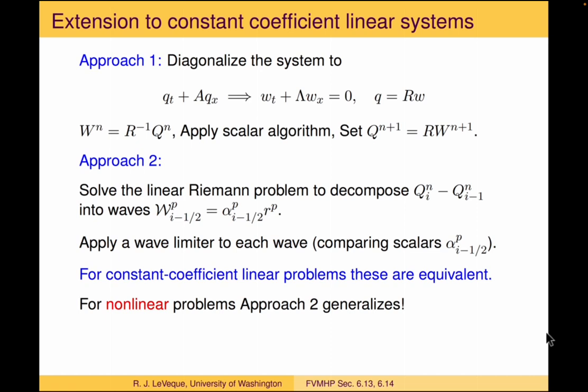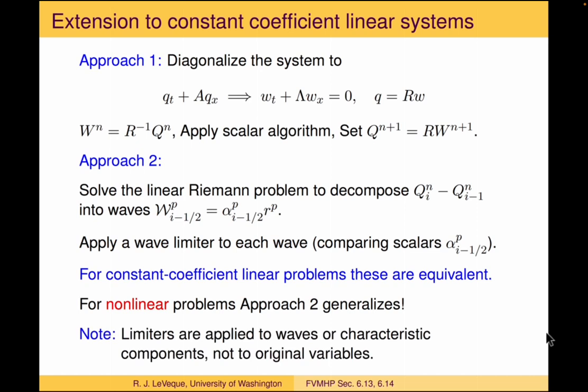But the second approach generalizes more easily to nonlinear problems, or even, for that matter, variable coefficient linear problems where the eigenvectors vary. You can't simply diagonalize the system altogether, but you can still do a sort of local diagonalization at the solution of each Riemann problem. And in the nonlinear case, we can solve the Riemann problem in terms of waves, and so we can generalize the approach this way. But again, we'll have to apply the limiter somehow to the waves rather than to the original variables. And now in the case where it's not a constant coefficient system, those waves are going to be vectors that aren't necessarily collinear. So we have to do a little more work to understand how to do that.